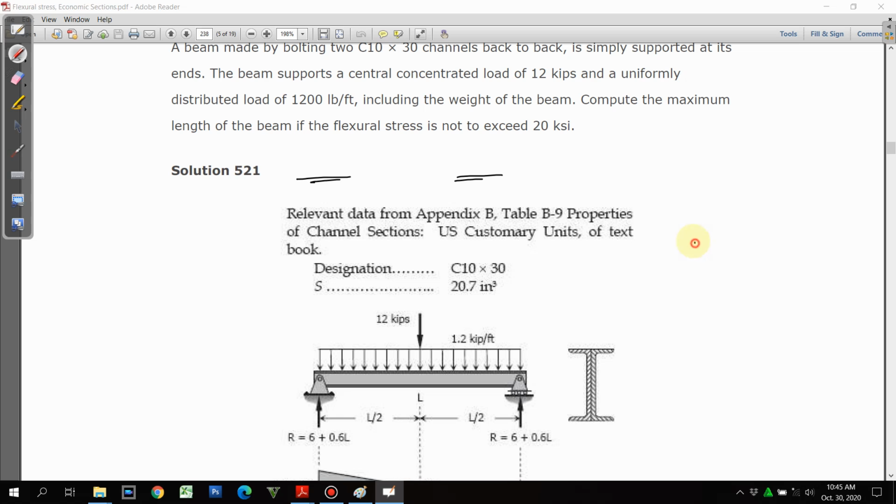We have sigma equals M over Z. So from your allowable, that is 20 KSI, sorry, this should be M, moment all over Z. Our moment is yet to be determined. Your Z is actually 20.7. So by cross multiplication, we have 414.